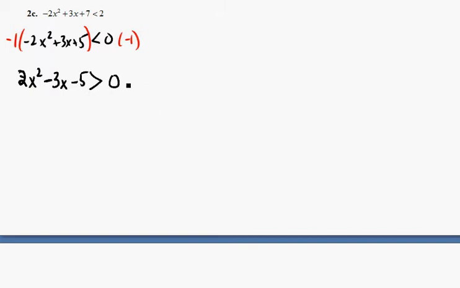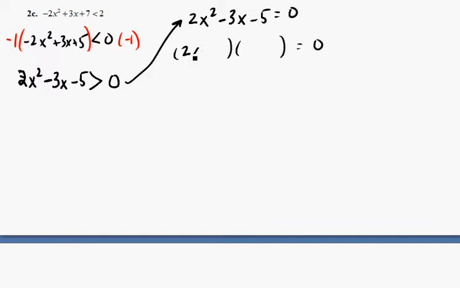And now I'm going to consider the corresponding equation, 2x squared minus 3x minus 5 equals 0. And let's see if we can factor that. We would need a 2x and an x, and this would have to be 1, this would have to be 5, this would have to be negative, and this would have to be a positive. So that we would get a positive 2x from the outside, a minus 5x from the inside, which would combine to give you minus 3x.